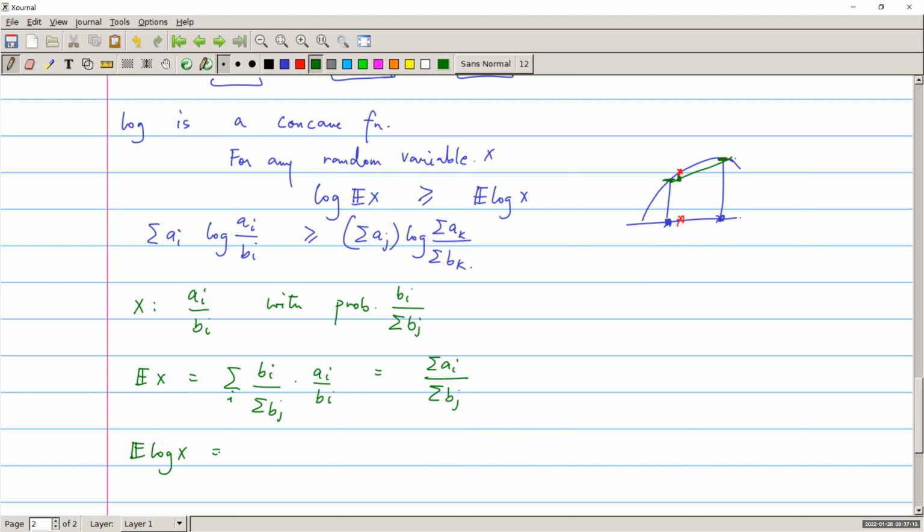Is that the log of summation a_i divided by summation b_j? Okay, so this is summation of log of a_i. No, so the value X can take on values a_i over b_i. So log of X can be log of a_i over b_i, and what we have here is b_i over summation of b_j for the probabilities.